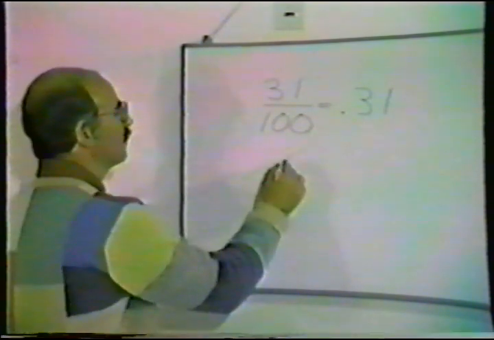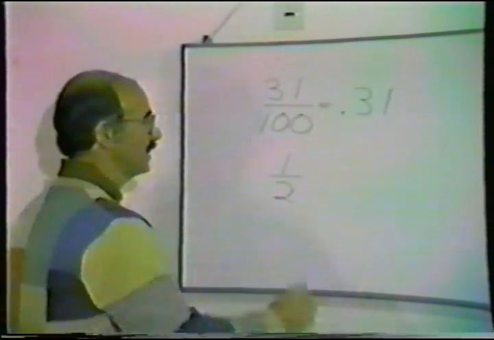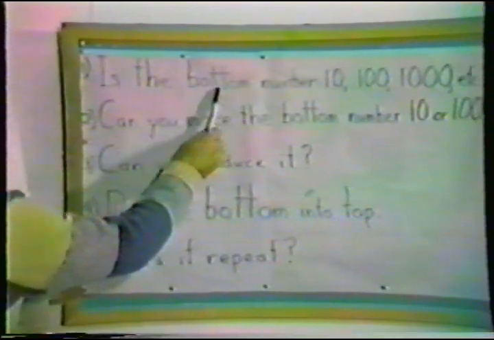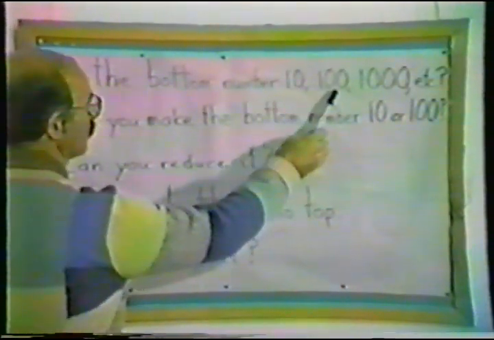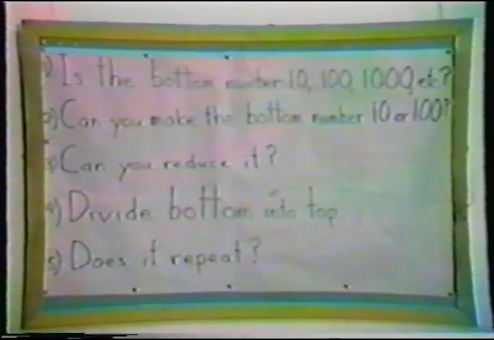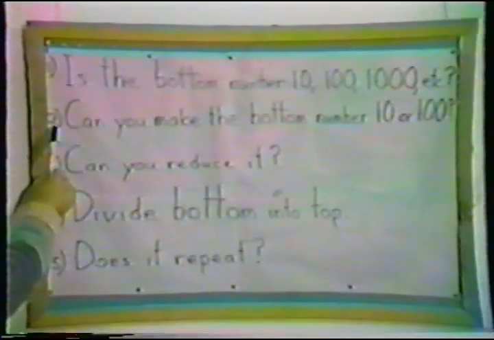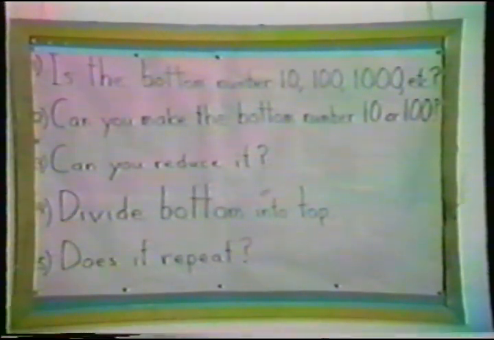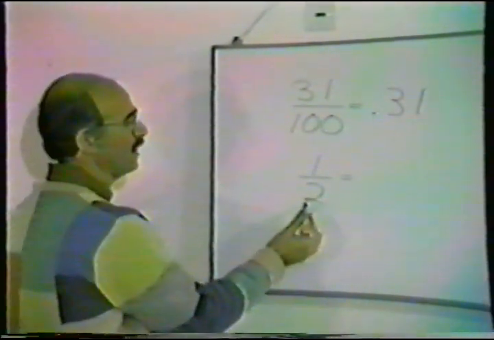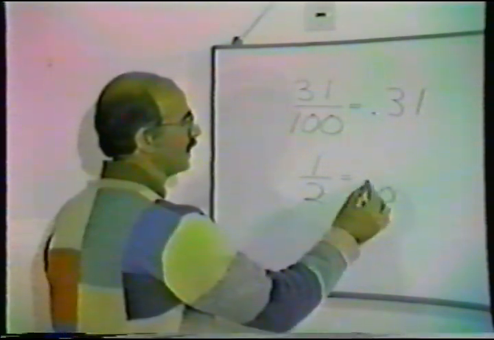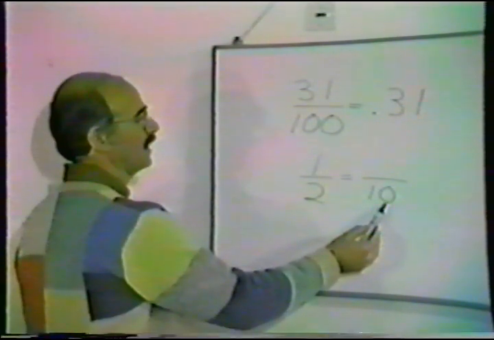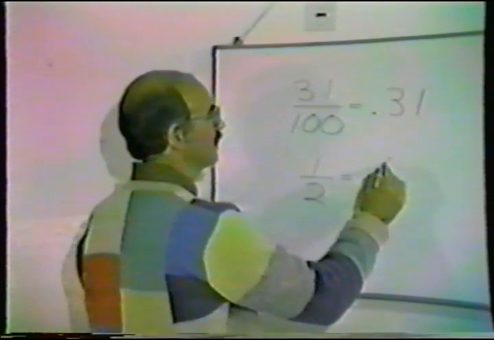Now, here's another one, 1/2. Let's ask ourselves that same question. Is the bottom number 10, 100, or 1,000? No. So we go to the second one. Can you make the bottom number 10 or 100? Yes, we can. We can make it 10. How many times does 2 go into 10? 5. And 1 times 5 is 5.